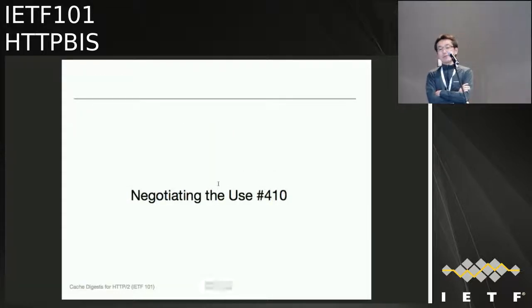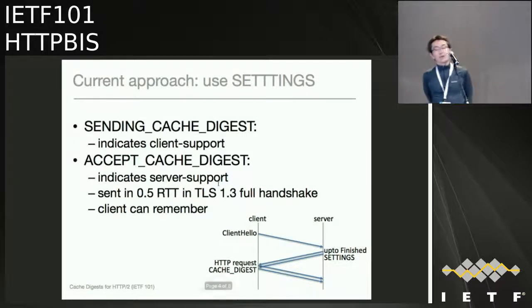Yes, the first one is about how we should negotiate the use of Cache Digest. Next, please. So the current approach is to let the client send an indication, and then the server, if it sees the indication, waits for the client to send the Cache Digest before it decides what to push.